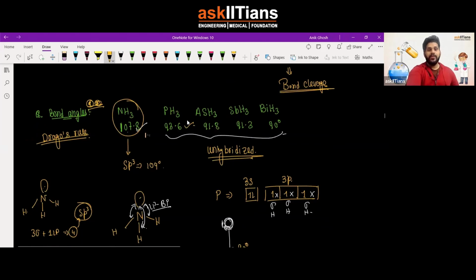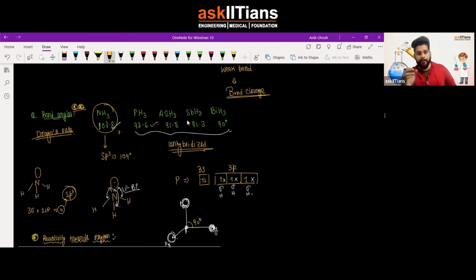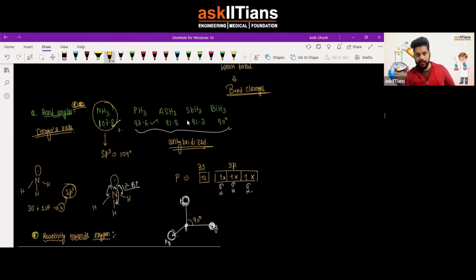So he said that these values are very, very close to 90 degrees instead of 109 degrees. So actually for phosphorus, arsenic, antimony, and bismuth, they are not even hybridized compounds. Rather, we should call them unhybridized compounds. They are using the pure p orbitals actually. They're not using hybridized sp3 or sp2 orbitals. As a result, these are called Drago compounds.